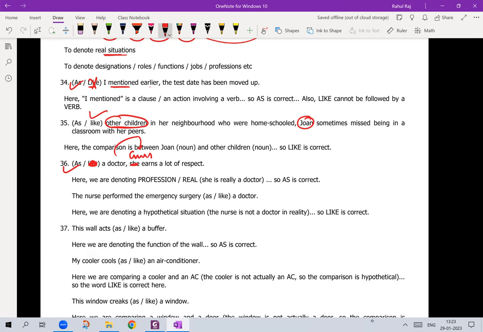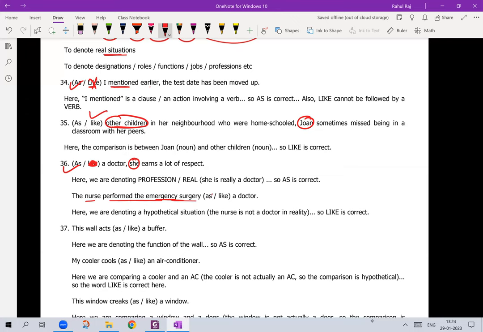The moment you say like a doctor, it means like is used to compare two nouns. It means doctor is a separate entity, Gauri is a separate entity. And you can't compare a doctor's respect to whatever Gauri does. If she is not a doctor, you can't earn a respect like a doctor. So it is always better to say, as a doctor, she earns a respect. It means she is a doctor. Simple logic. Now imagine, a nurse performed a surgery, an emergency surgery, as or like a doctor.